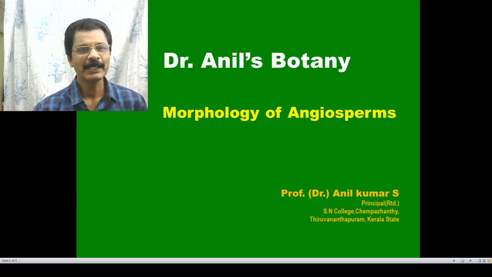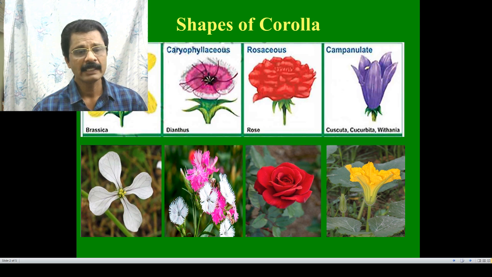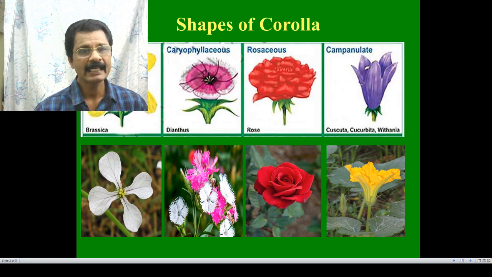Welcome. Today we will discuss the shape of corolla. In the last two classes, we have discussed the outermost two whorls, that is calyx and corolla. Corolla is the second whorl from outside, and it is made up of petals. Now we can see the shape of corolla.